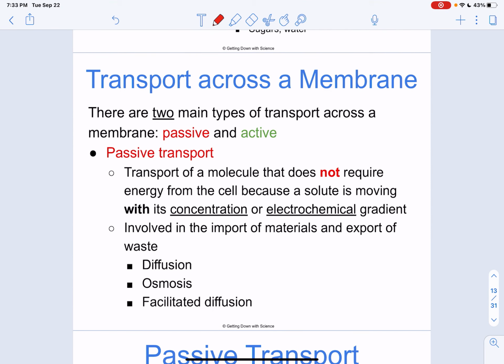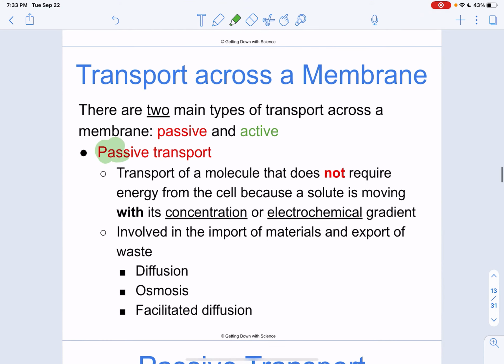Hopefully this is a little bit of a review. We have two types of transport that happen on the plasma membrane: passive transport and active transport. Let's just talk about passive transport first.